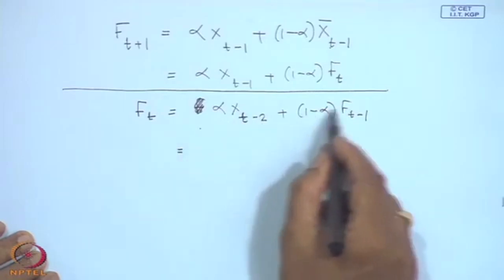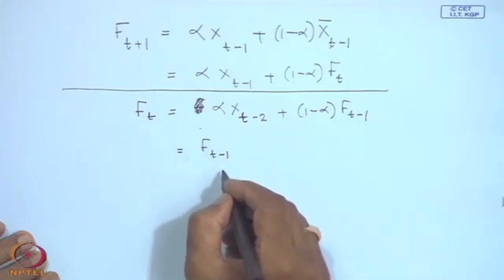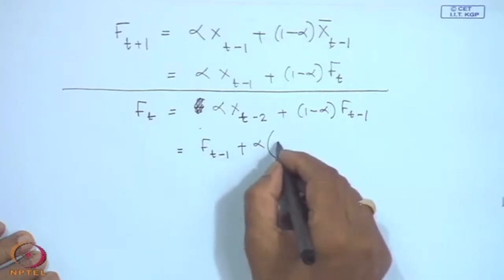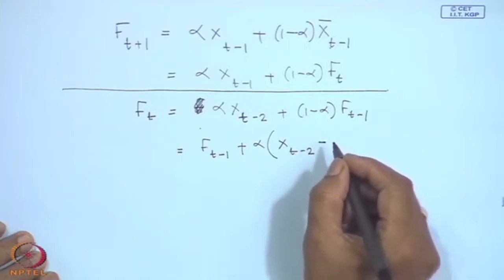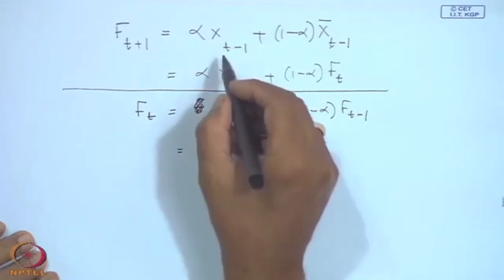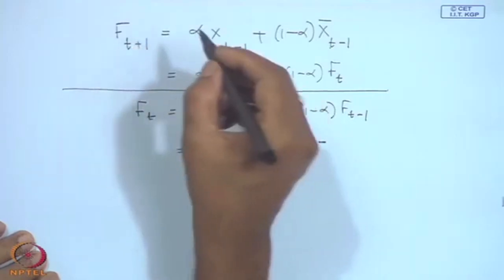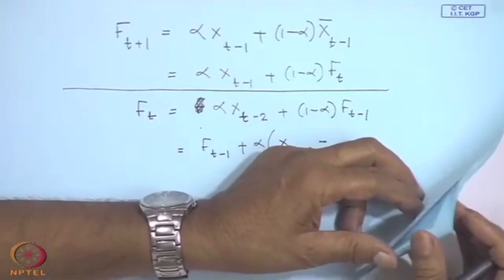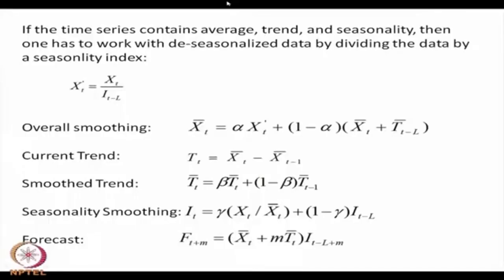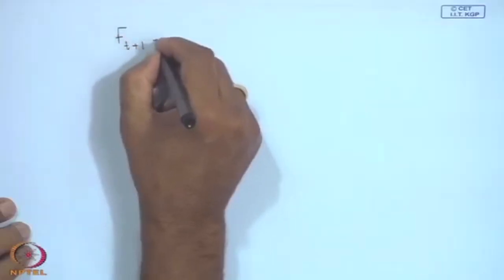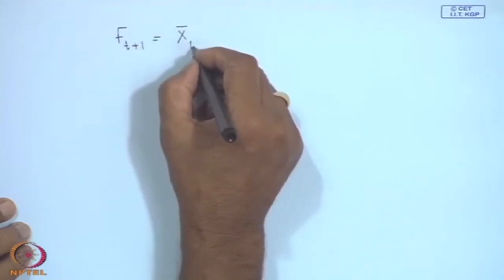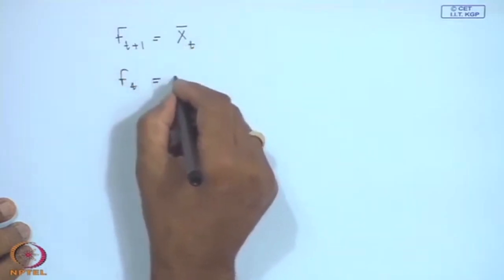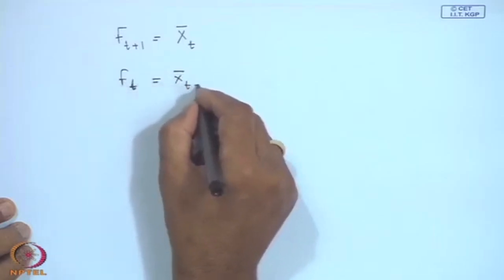This we can write as 1 into f t minus 1. Therefore, we write f t minus 1 plus alpha times x t minus 2. f t plus 1 is equal to, we know x bar t. So, f t is equal to x bar t minus 1.